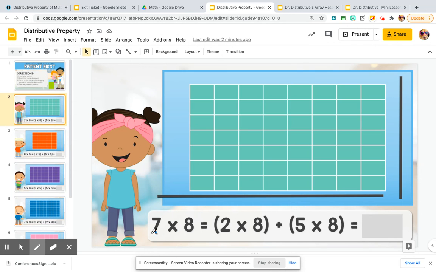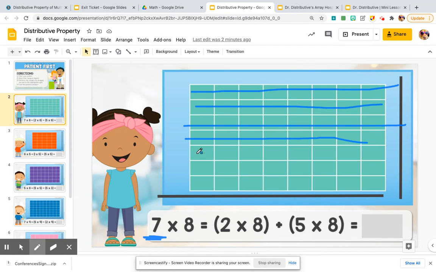multiplication equations. The first factor in our multiplication equation will always tell us the number of groups we have. And when we're talking about arrays, it's going to tell us how many rows we have. Notice how the 7 here represents the 7 rows here. Let's count them. 1, 2, 3, 4, 5, 6, 7 rows. Rows are horizontal, they go left to right.